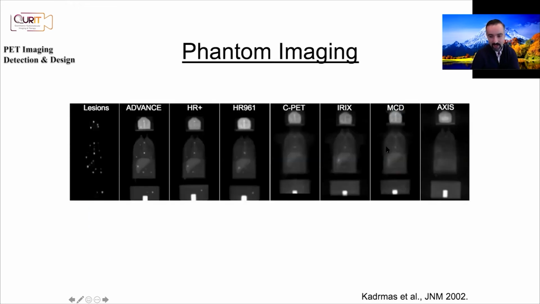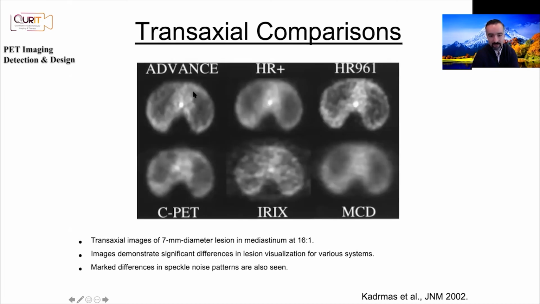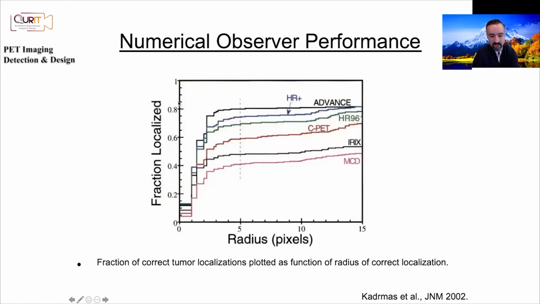And then here are some examples of the reconstructions that he got on the 7. This is just the lesions, but on the 7 different anthropomorphic realistic phantom studies. You can sort of see that the image is degrading. And here's an example again of a 7 millimeter diameter lesion in some of these cameras. But the point is, and he did some observer studies, and Dr.